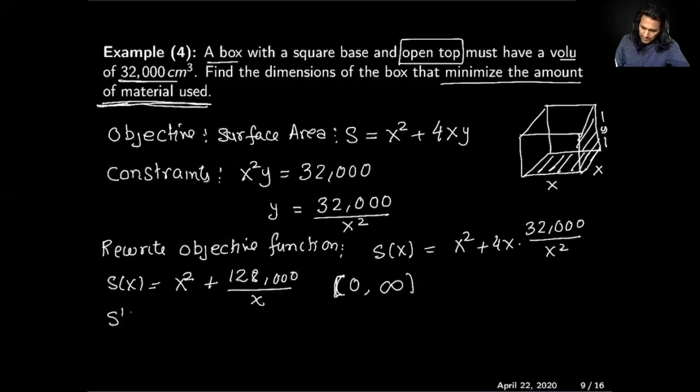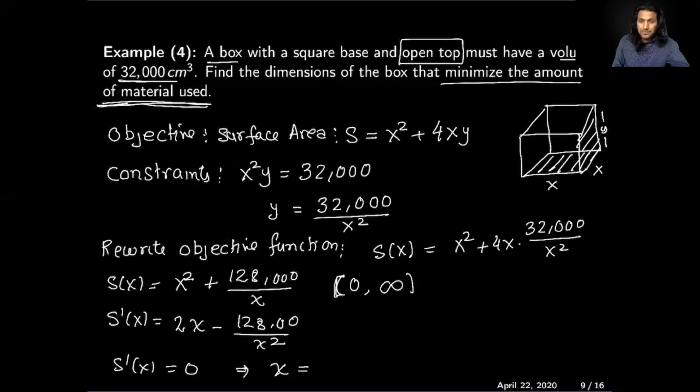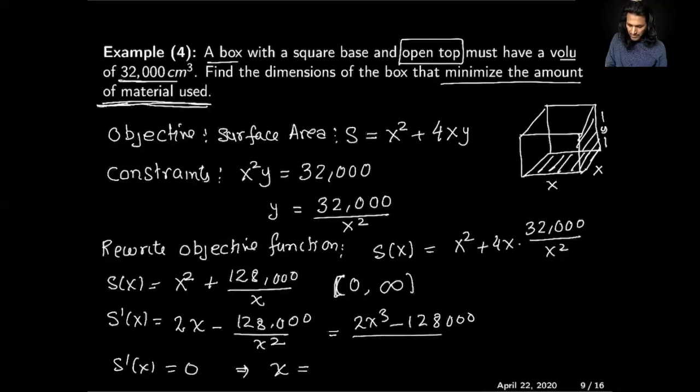So I need to find the critical value. I will find the derivative function, which is going to be 2x minus 128,000 divided by x squared. If I set the derivative equal to 0, I will get my x. You can pause the video for a minute and do the simplification. It will basically simplify to 2x cubed minus 128,000 divided by x squared.